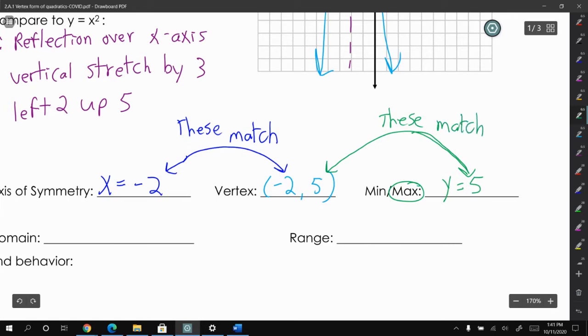Now notice that the axis of symmetry is a line, whereas the min or max is an actual value, and that y value is 5. So we have both parts of the vertex used. The x-coordinate goes with the axis of symmetry, and the y-coordinate goes with the min or max value.